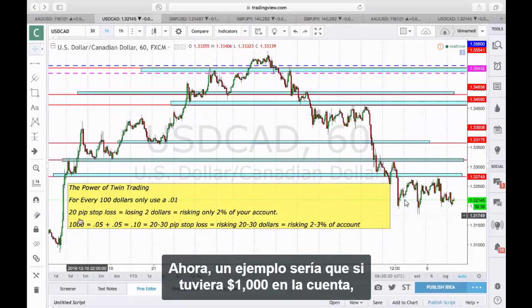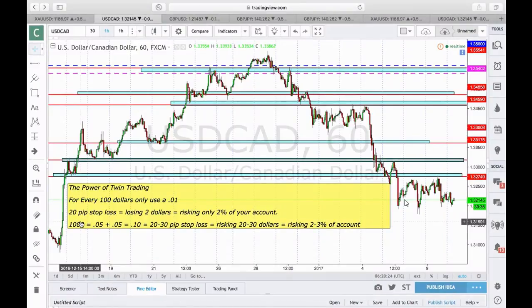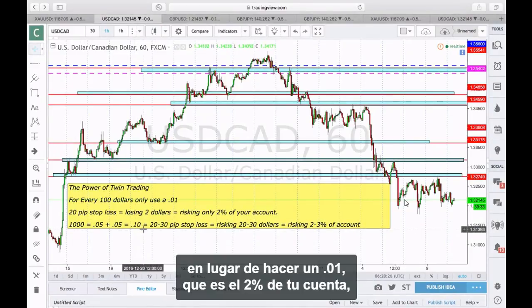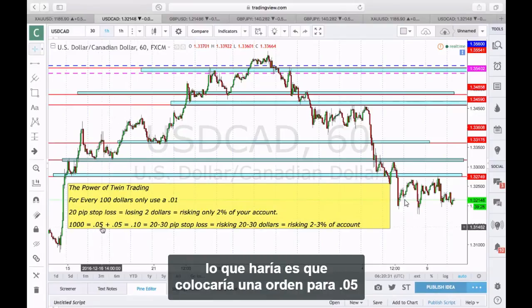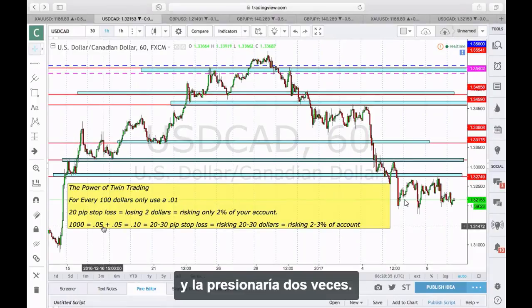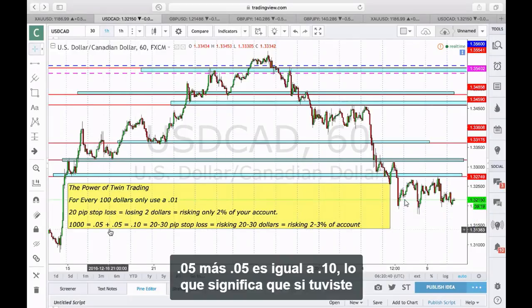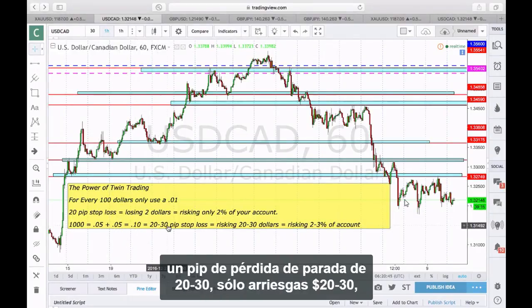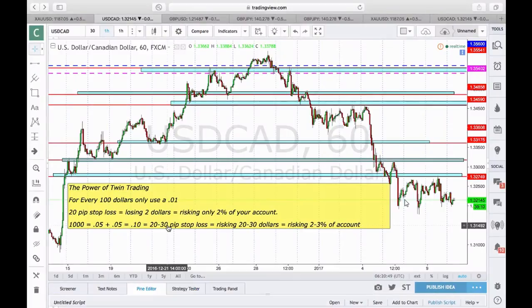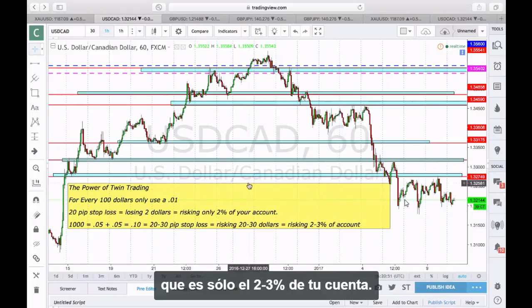Now, an example right here is if I had $1,000 in the account, instead of doing a 0.10, which is 2% of your account, what I would do is place an order for 0.05 and press it twice. So there'd be two orders within the same area. 0.05 plus 0.05 equals 0.10, which means if you did a 20 to 30 pip stop loss, you're only risking $20 to $30, which is only 2 to 3% of your account.